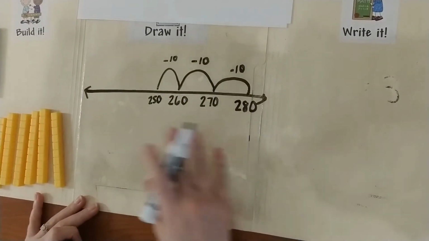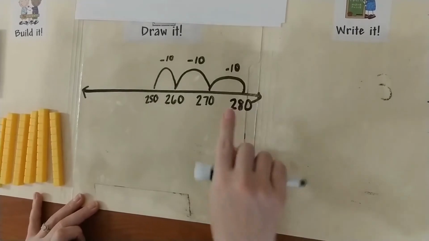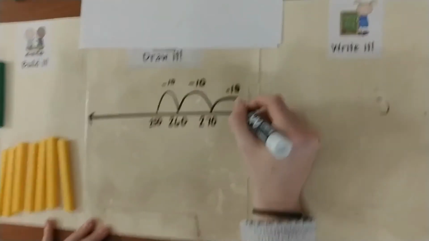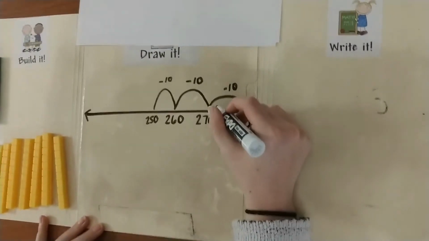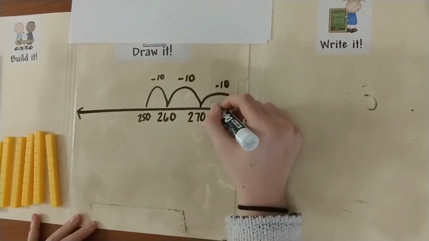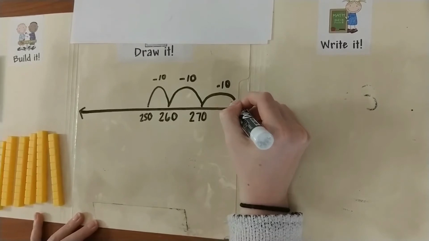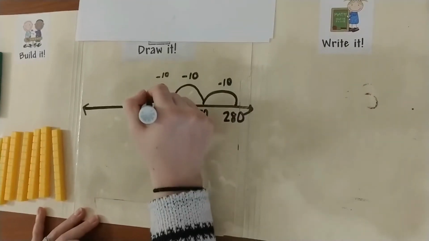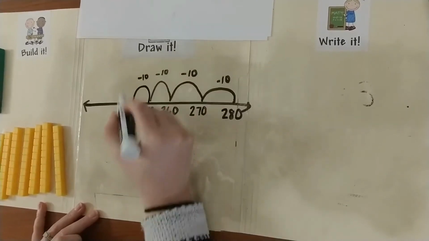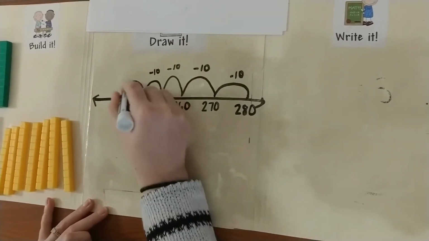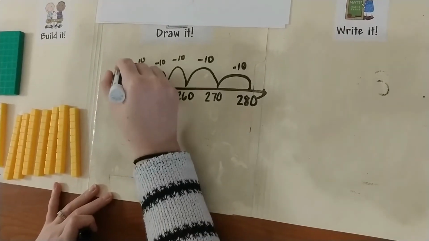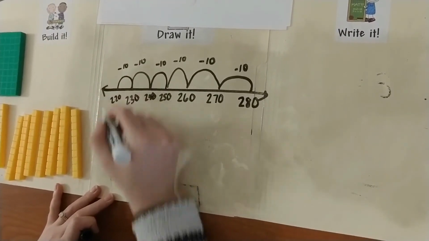250. And if students are struggling to see how 280 minus 10 is 270, you can have them hop physically 10 times by doing 10 small one hops to count back from 280 to 270. So I'm going to keep going back. And sometimes we run out of room, and that's okay.